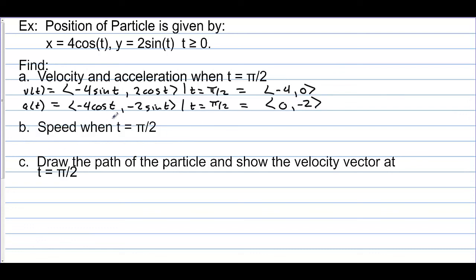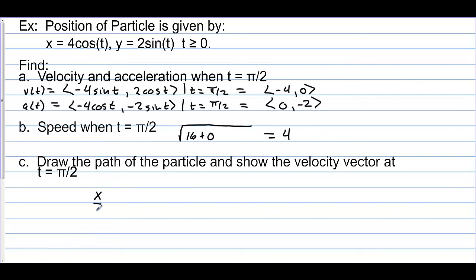B, what is the speed when t is equal to pi over 2? Speed is the magnitude of the velocity. So the speed is the square root of, here's the velocity right here, 16 plus 0, so that is equal to 4. Draw the path of the particle and show the velocity vector at t equals pi over 2. Alright, so this right here is going to be an ellipse.